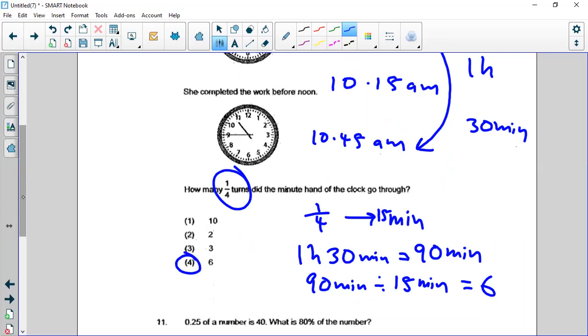So what is a 1/4 turn? A 1/4 turn means 15 minutes. So there are 90 minutes. 90 minutes will be how many 1/4 turns? That will be 6 1/4 turns.